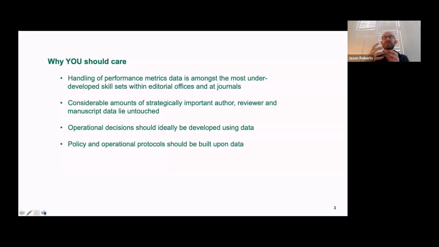But there is a considerable amount of data that we have at our fingertips, particularly in the editorial management systems, but also with the data that the publishers give us. That often lies untouched, and we might be missing a trick or two by not exploring it. You can make operational decisions based on the data that we have. So it's not just this is how many submissions we had and this is how long it took to make a decision. You could be making very clear policy and protocol decisions based on behavioral patterns that you can detect in the data.